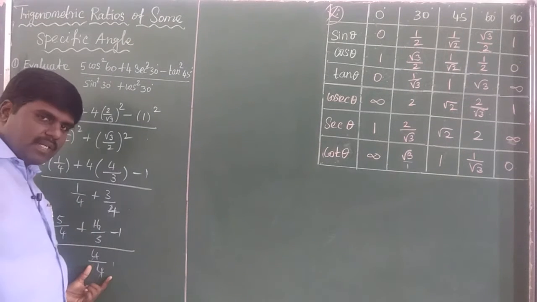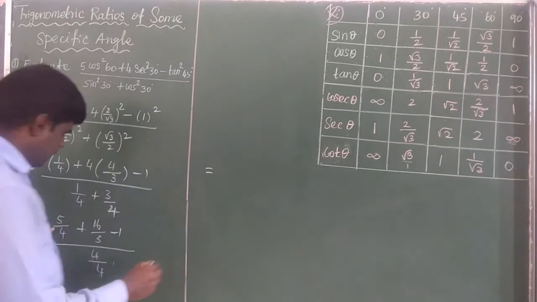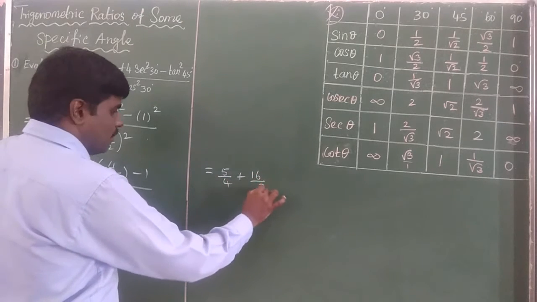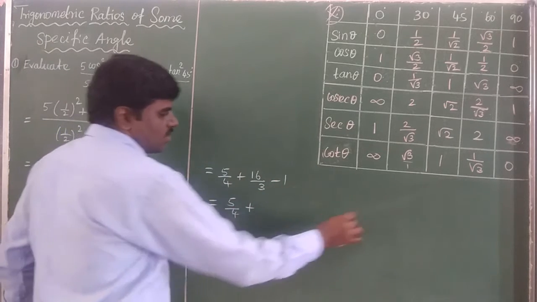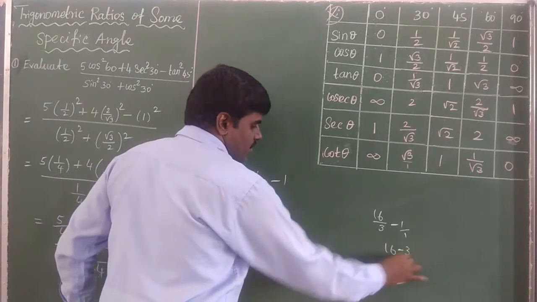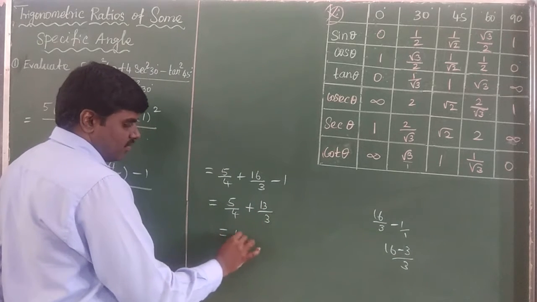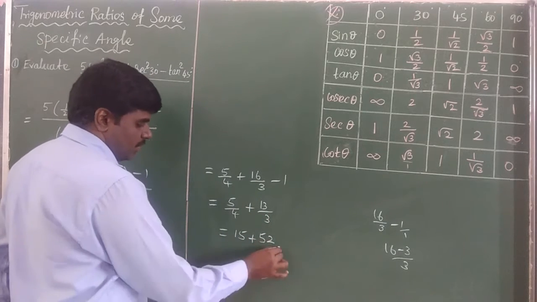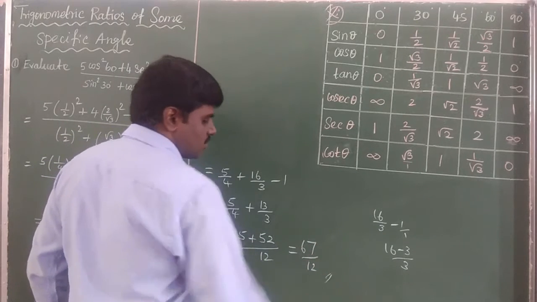So the denominator value should be 1. Simplify the numerator value. Numerator is equal to 5 by 4 plus 16 by 3 minus 1. Simplifying, 16 by 3 minus 1 by 1, cross multiply: 16 minus 3 by 3, which is 13 by 3. Again using cross multiplication, 15 plus 52 by 12. That is 67 by 12. That is the value, 67 by 12.